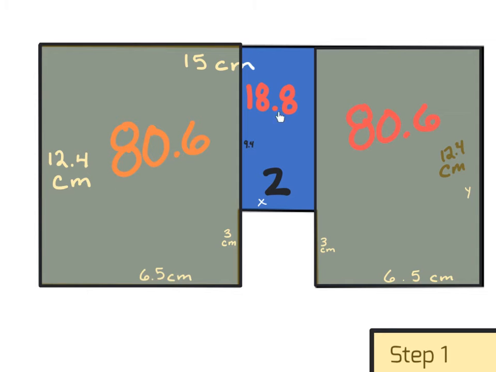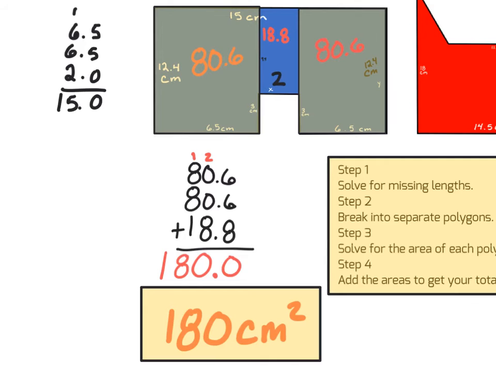Alrighty, so I did the area for these 3 rectangles. For this one, I took 6.5 and multiplied it by 12.4, and you get 80.6. For this rectangle, I took 2 times 9.4, and that gave me 18.8. And for this one, it's once again 6.5 times 12.4 to give you 80.6. So now all I have to do is add these 3 up, and I'll have my grand total.